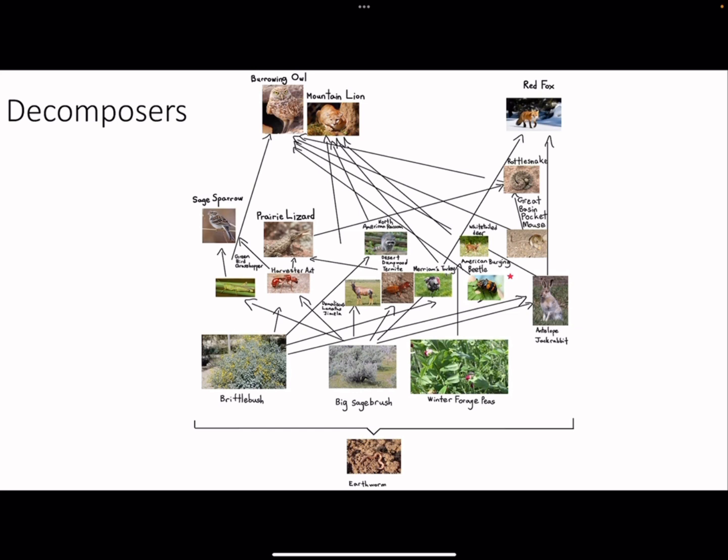Decomposers are the ones that break organic matter into smaller pieces, which is mostly used to have some nutrients returned to the soil for mostly the primary producers to grow, which is important because primary producers are the basics of the trophic level pyramid. An example of decomposer in this food web is American burying beetle.